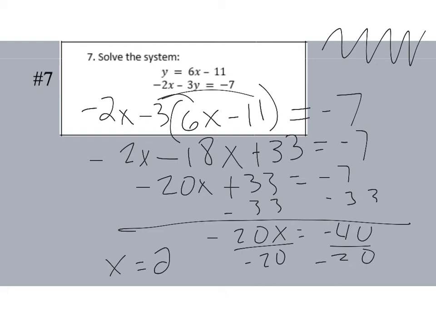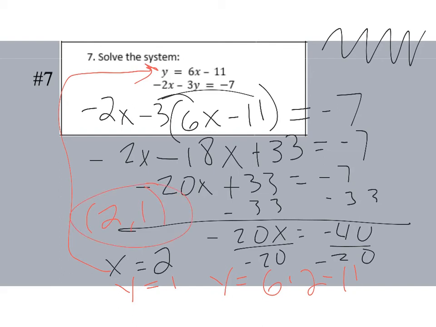So am I done? Not quite. So what I'm going to do is substitute this into whichever equation looks easiest to you. I'm going to use that one. My y equals 6 times, I'm not going to write x, I'm going to write instead what x equals, minus 11. 6 times 2 is 12 minus 11. I get y equals 12 minus 11 is 1. So my solution is the ordered pair 2, 1.